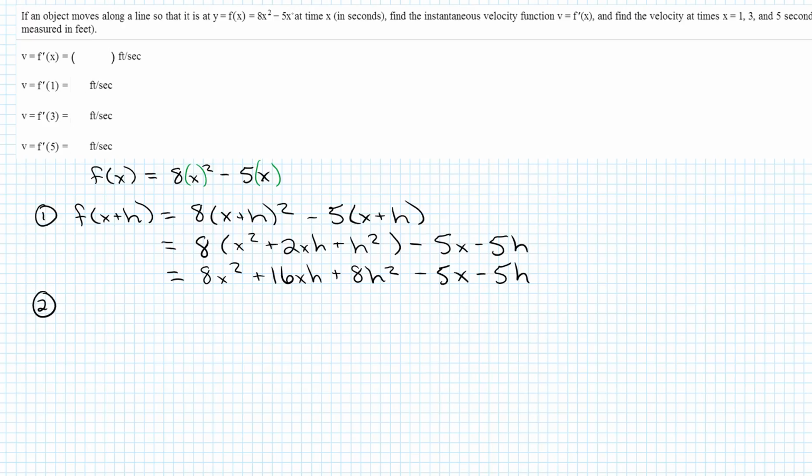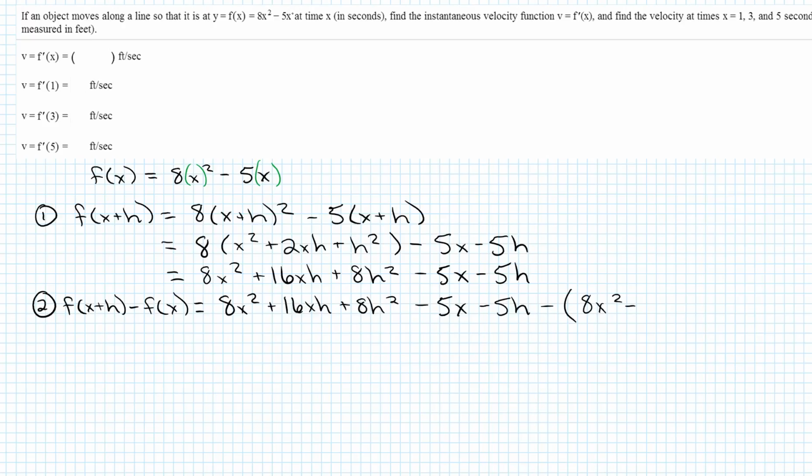Step 2 is to take what I got in step 1, that f of x plus h, and subtract the original function from it. So I'm going to rewrite everything. 8x squared plus 16xh plus 8h squared minus 5x minus 5h minus my original function, and I need to put that in parentheses so that that minus sign distributes. So minus 8x squared minus 5x. Now if I look at that, I'm going to be able to do some canceling. This minus 8x squared is going to cancel that 8x squared. A negative and a negative is a positive, so positive 5x will cancel a negative 5x. And that's going to leave me with 16xh plus 8h squared minus 5h.